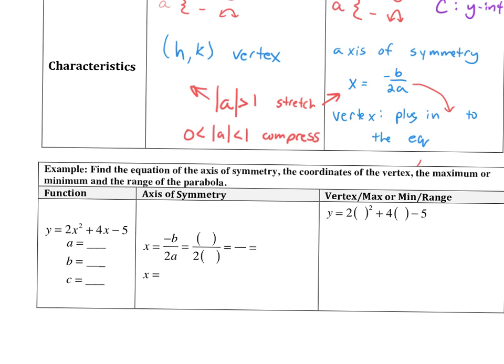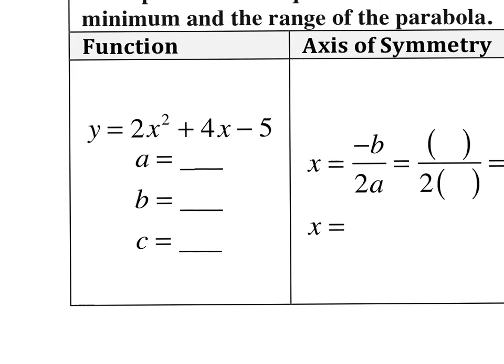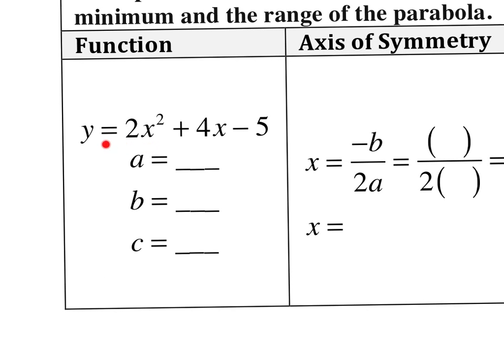So let's look at an example here. We're going to find the equation of the axis of symmetry, the coordinates of the vertex, the max or minimum, and the range of the parabola. So we're given this function. As we see, this is standard form, y equals 2x squared plus 4x minus 5. Our first big goal is just to determine, and this can be a mental exercise, what each of these are. A is 2, B is positive 4, and C is negative 5.